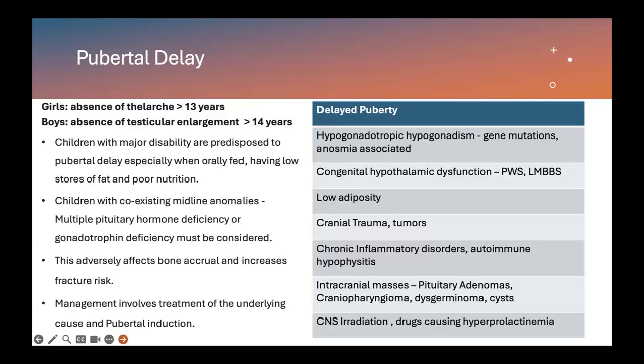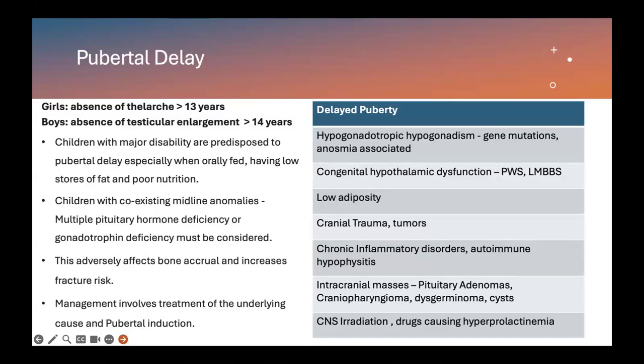Coexistent midline anomalies also indicate multiple pituitary hormone deficiencies or gonadotrophin deficiency in these children. It must be taken into account that, like central precocious puberty, pubertal delay also adversely affects health. More particularly, it adversely affects bone accrual because of the delay in the influence of sex hormones on bone accrual, and hence increases fracture risk by increasing osteoporosis.